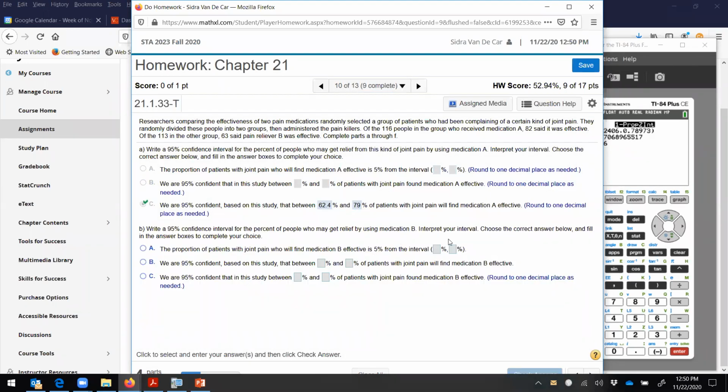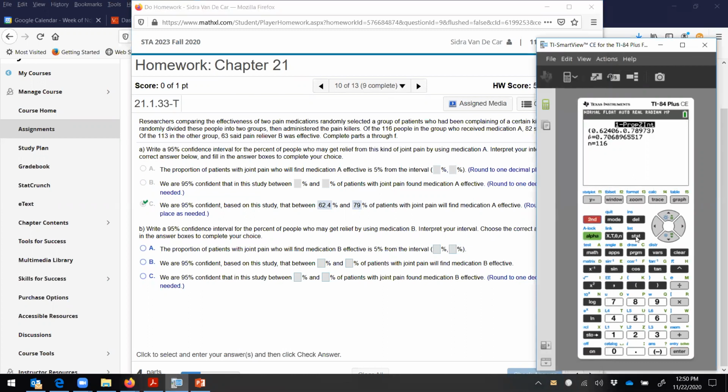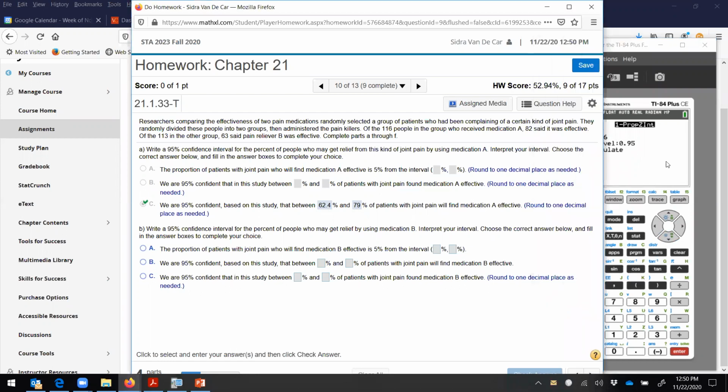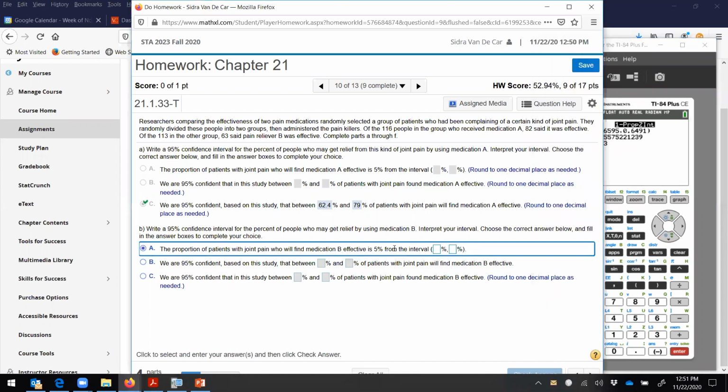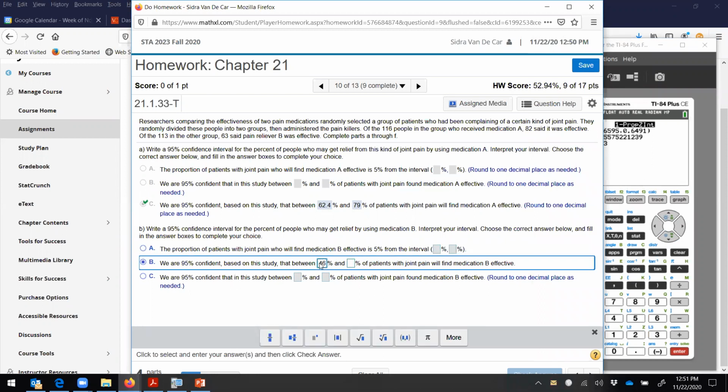But now we're going to do it for medication B. It's also 95%, and we're going to do the same thing. So we're going to the 1 proportion Z interval. Medication B is 63 out of 113. It's also 95. So 46.6 and 64.9.